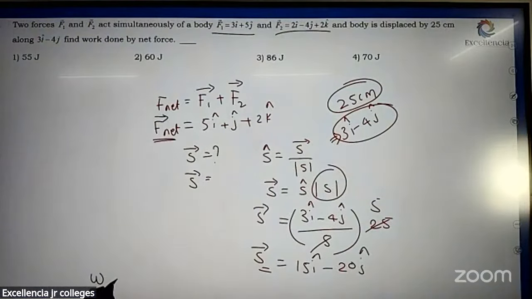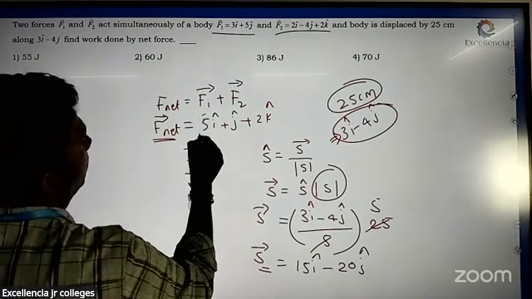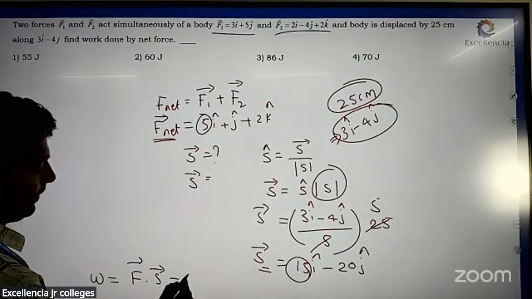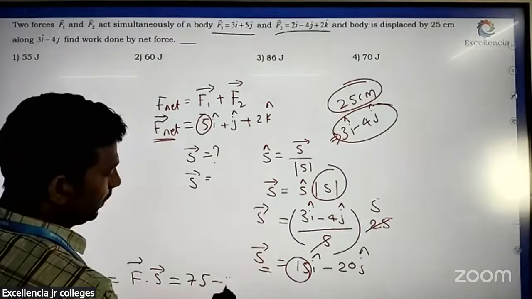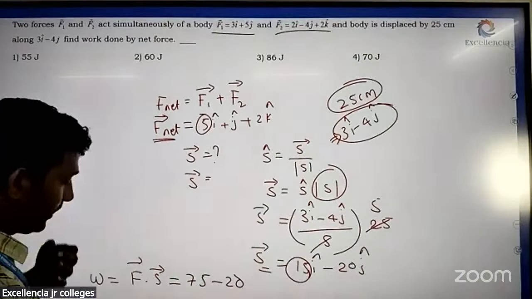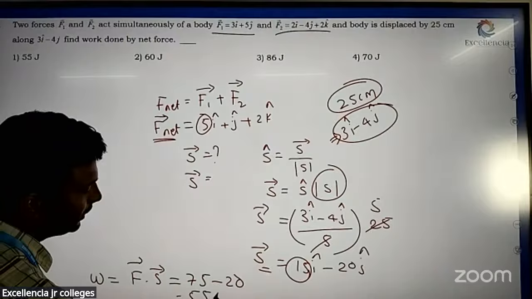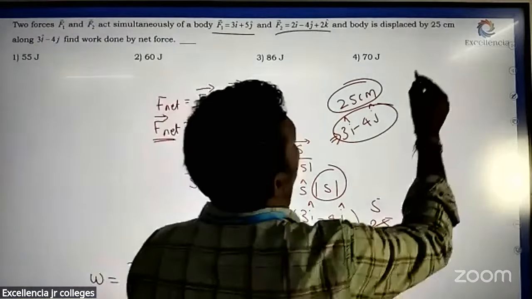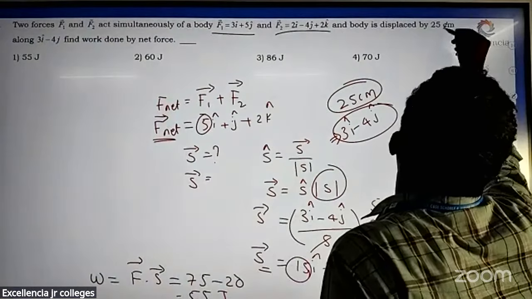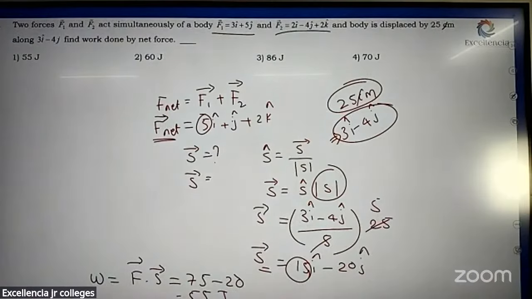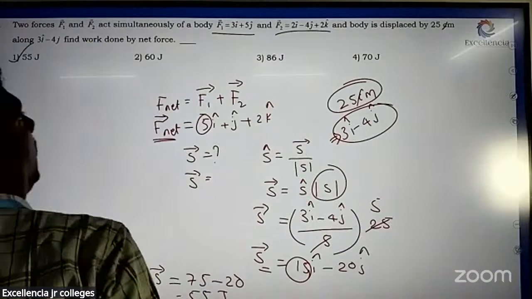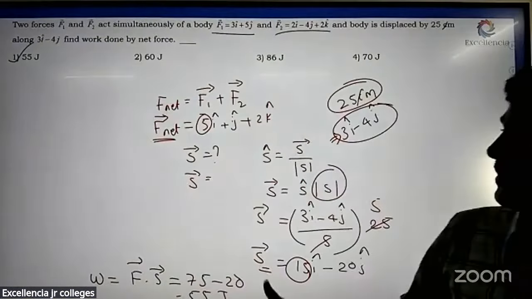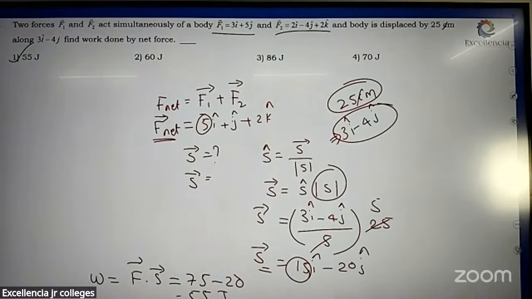So work equals F dot S. If you find F dot S, 5 into 15 will be 75, minus 1 into 20 will be 20. Anyway, the k vector is not involved. So what you will get here? 55 joules. I think this centimeters is actually meters. Generally, it will be correct. So for 55 joules, it's the first option. And this is from work, energy, power.